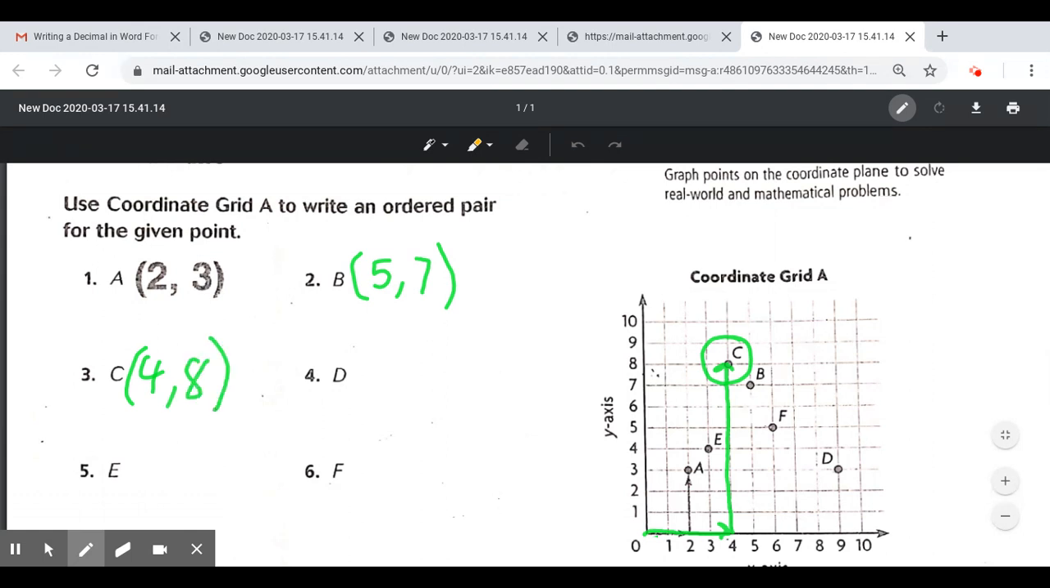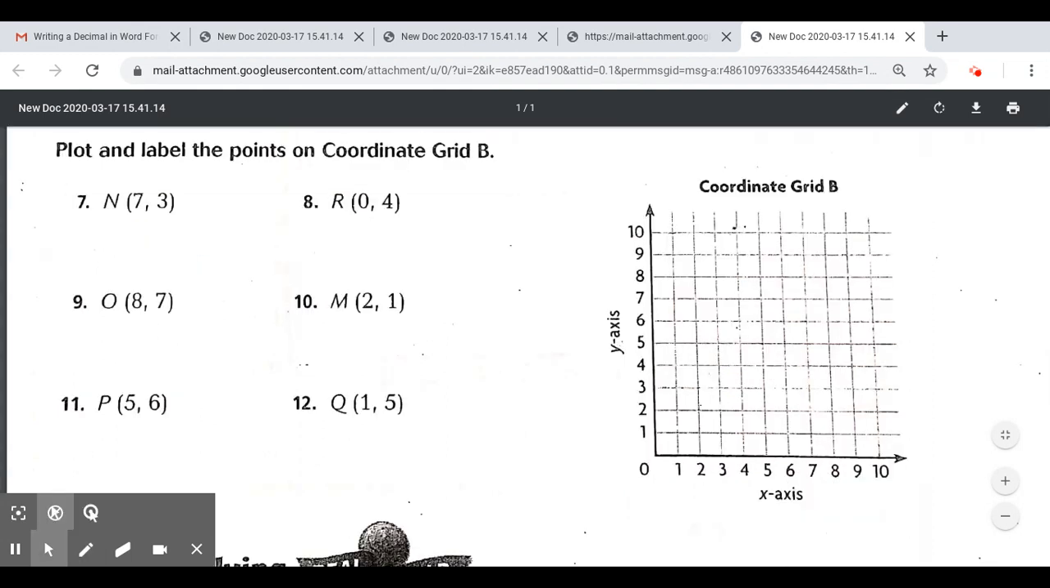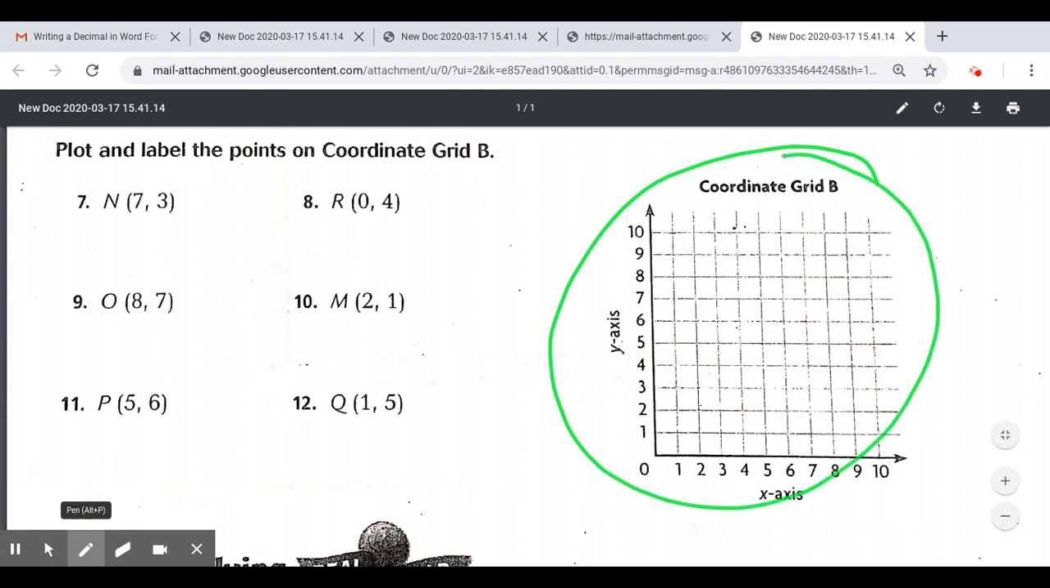I'm just going to do 2 of those so you are clear on the directions and you can do the rest on your own. For this section, starting with number 7, it says plot and label the points on coordinate grid B. Over here to the right, we've got coordinate grid B. This is where you're going to be plotting your points. We can start with number 7, which is point N, and the ordered pair is 7, 3. That means I have to go to the right 7 and up 3, plot my point there, and label it N. That's not quite a circle, but you get the point.